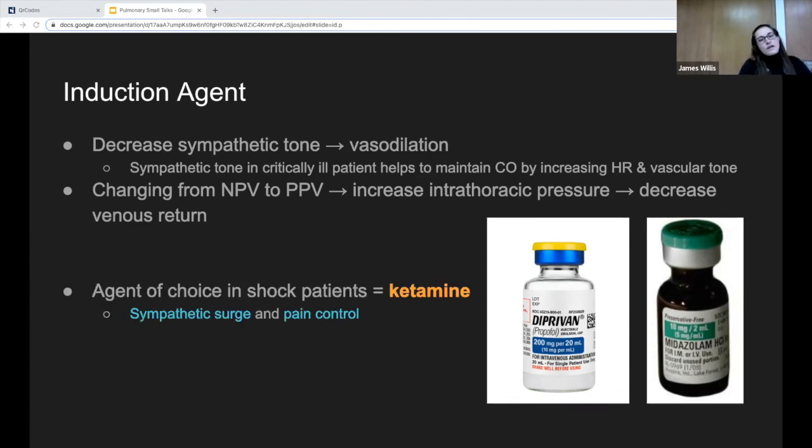So usually you want to think about your choices. If somebody's already hypotensive prior to intubation, you're going to want to avoid something like propofol. Usually ketamine is a good choice in these cases because it causes a little bit of a sympathetic surge as well as some pain control, which can help patients.